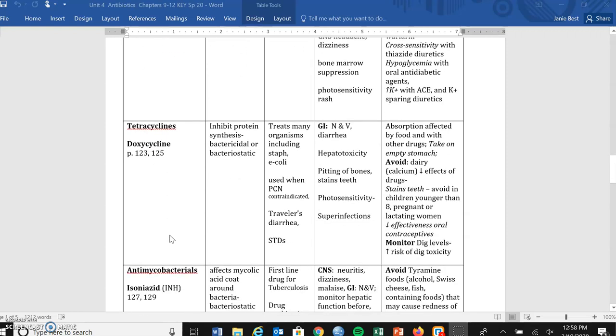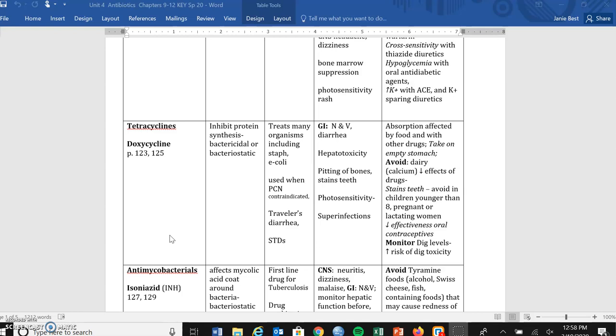Doxycycline is the tetracycline. The main problem that individuals have with this is pitting of bones, which leads to osteoporosis and increased risk of fracture. And the staining of teeth, particularly in children that are younger than 8.